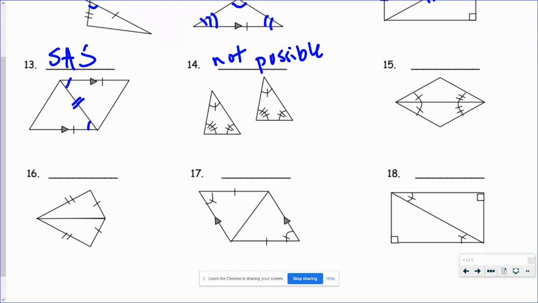15, we have 2 pairs of angles. Notice that the triangles share this side in the middle. So now we have 2 angles and the included side, so we could say that these 2 triangles are congruent by angle, side, angle congruence.